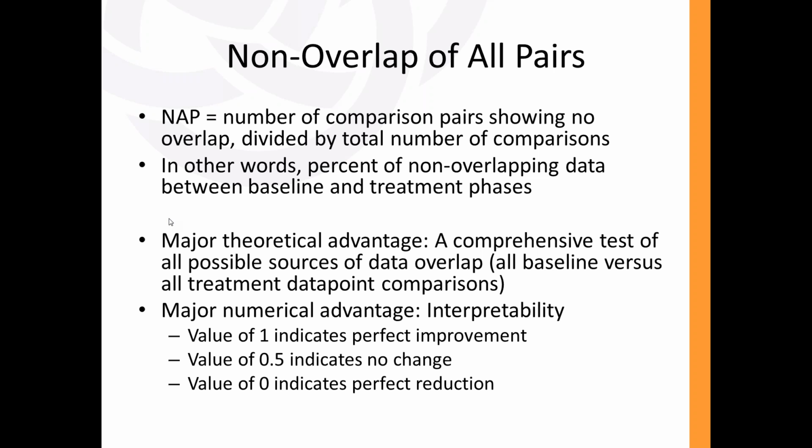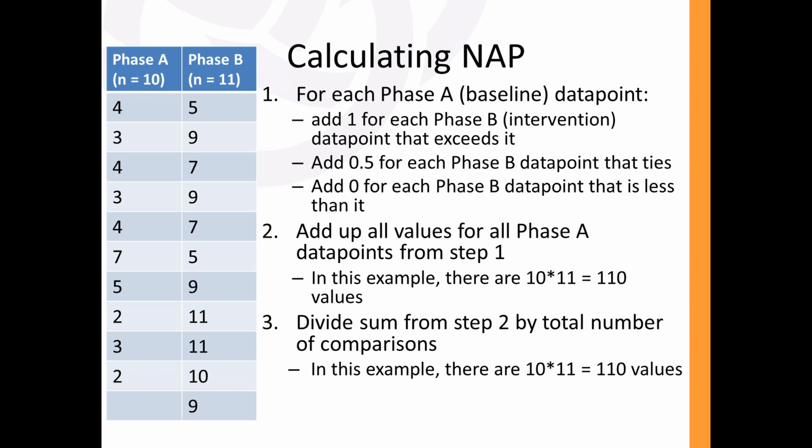Okay, right. So yeah, 0.5, very important. It again indicates 50-50 odds that any data point in phase B is higher than any data point in phase A. So if you're above 0.5, you're doing better than no change. If you're below 0.5, you're doing worse than no change. That helps in terms of interpretability, right? Because now you can actually look at the graph, put a quantity to it, and very quickly understand what's going on. Okay, now calculating NAP.